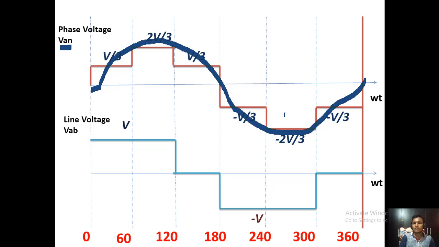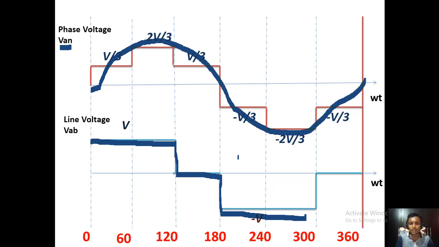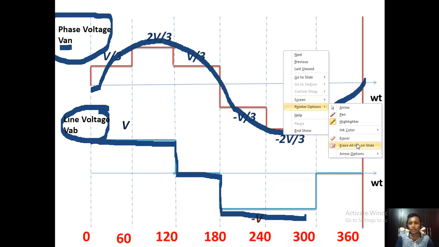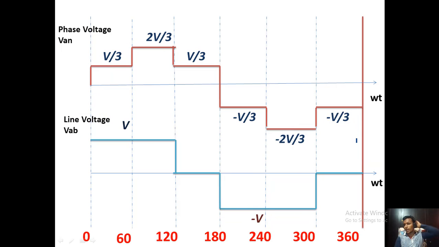So you can get a sinusoidal 3-phase AC supply, and you can see the line voltage is positive, and that is 0, and that is negative. That means it is a quasi square waveform. You can say the line voltage waveform is a quasi square waveform and the phase voltage waveform is a step waveform, a 6-step waveform. Okay, so in this way you can draw the waveforms.